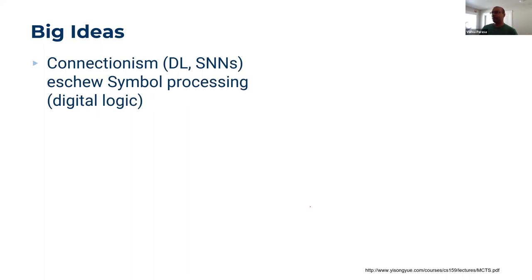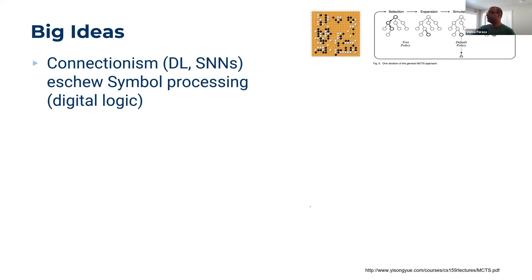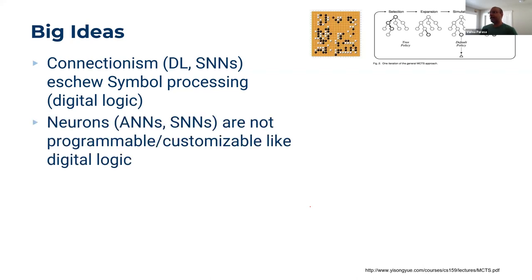So the big idea is we are combining the connectionism of deep learning and spiking neural networks with symbol processing, because even in AlphaGo, it uses a Monte Carlo tree search approach, and tree search is a very symbolic idea. It's an idea from computer science and symbolic AI. So the idea is if we combine connectionism, which is artificial neural networks and spiking neural networks, with symbol processing, we could do many more things. And also the neurons, the artificial neurons and spiking neurons, are not programmable.